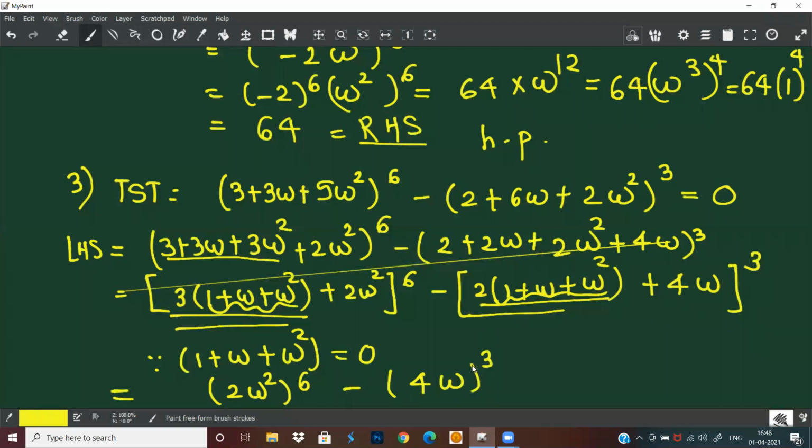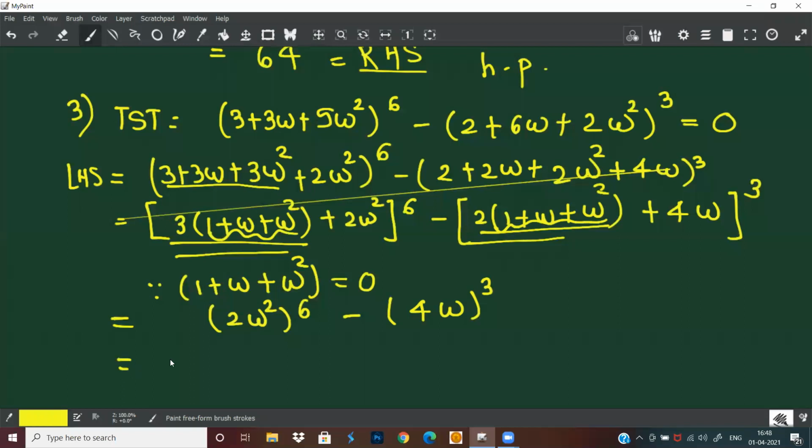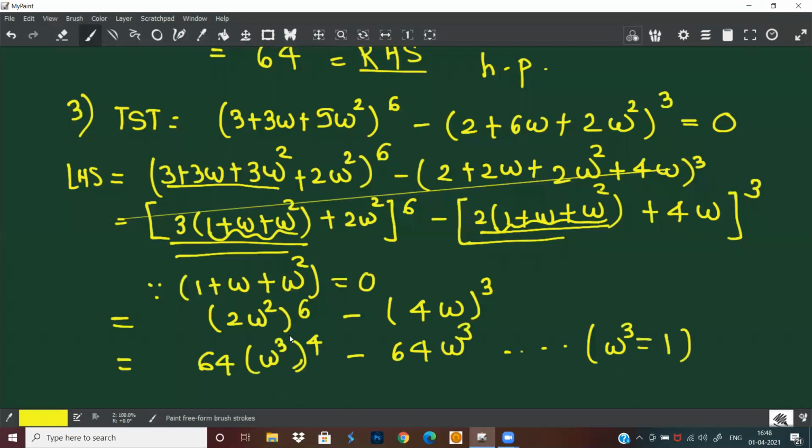Did it? So this is 2 raised to 6, which is 64. Omega raised to 12 hai. So omega cube raised to 4. 4 cube is 64, omega cube. No, omega cube is 1. तो ये 1 raised to 4 भी तो ये 1 ही है. So it is 64 minus 64, which is 0, which is your RHS. Hence proved.